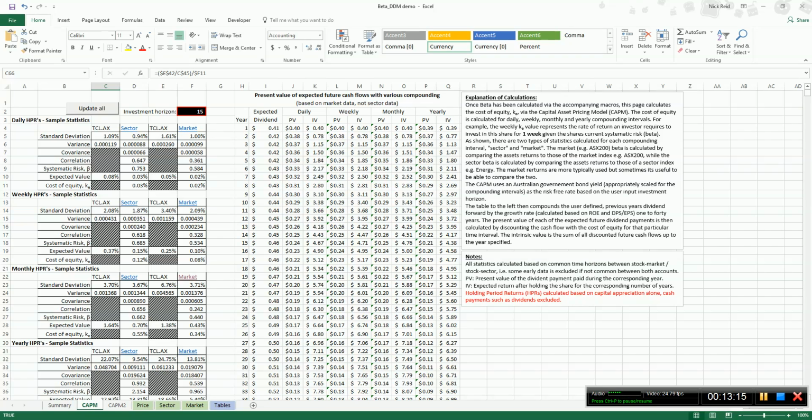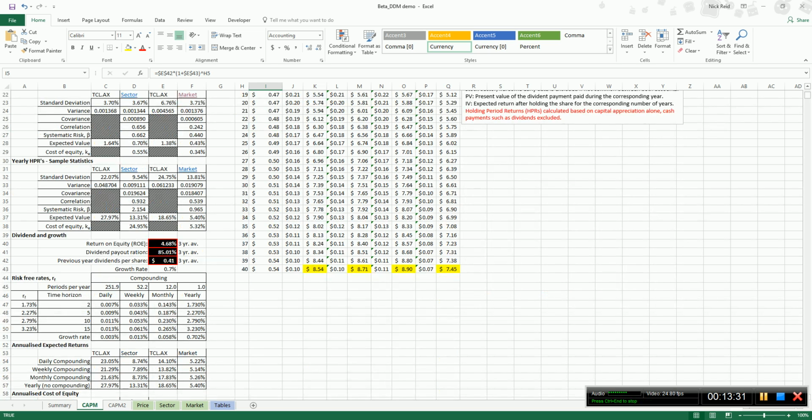I like to value them in as many different ways as possible and compare the results, so it's a good way to check. So here we were just basically projecting the previous year's dividends forward based on the growth rate, so up to 40 years. So we would expect, if this growth rate holds for the next 40 years, Transurban to be paying 54 cents per annum in dividends.